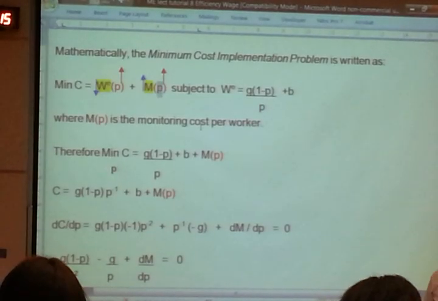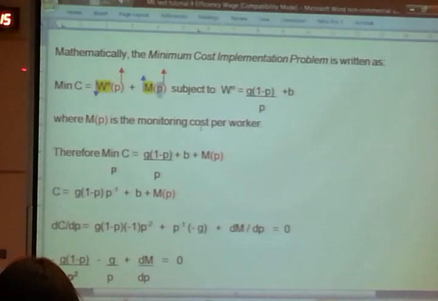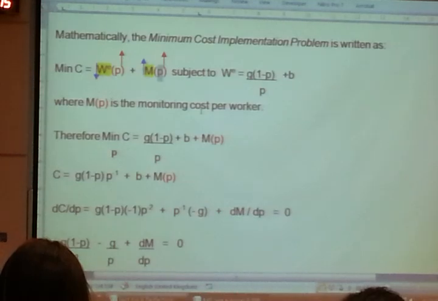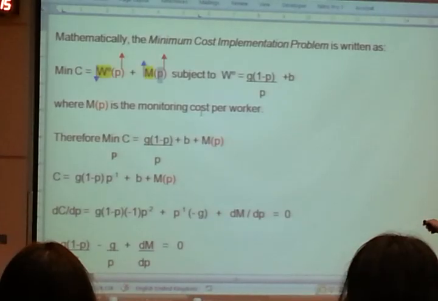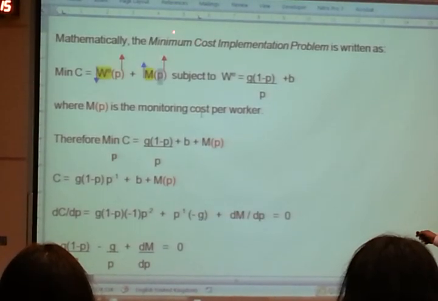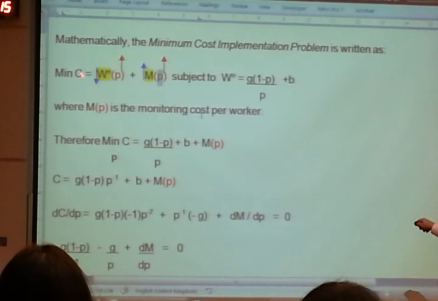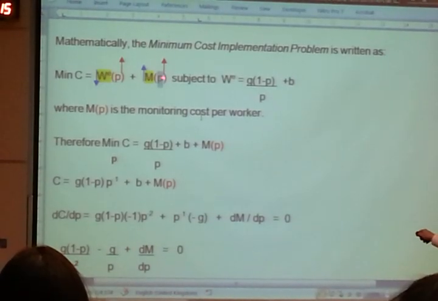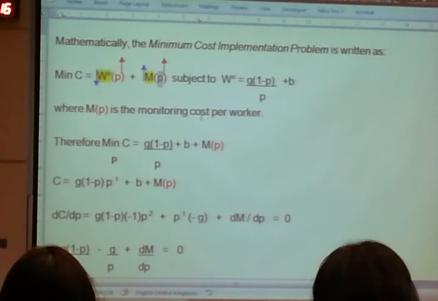So there's a trade-off. So what's the level of P that you want? Can you find for me the amount of P that will help the firm to minimize costs? What's the optimal P? The probability of detecting cheating. The higher the P, the lower the WE. But the higher the P, the higher the monitoring cost. So what's the acceptable level of P that will help the firm to minimize costs? Too high a P is good for reducing this, but it's bad for this, right? So we will find the optimal P that will help the firm to minimize costs. Okay, so therefore you need DC/DP. Understand? We'll find the optimal P to minimize costs.